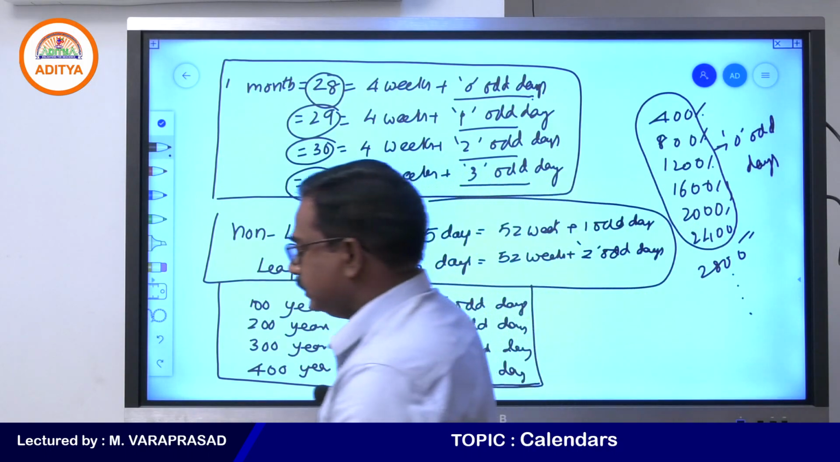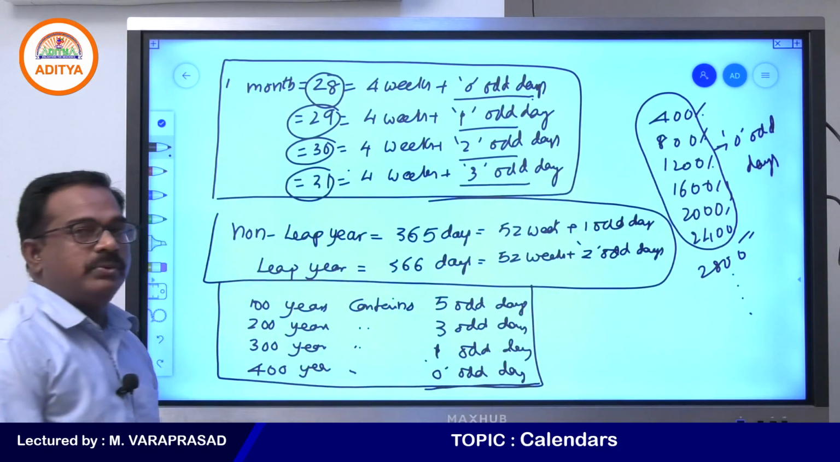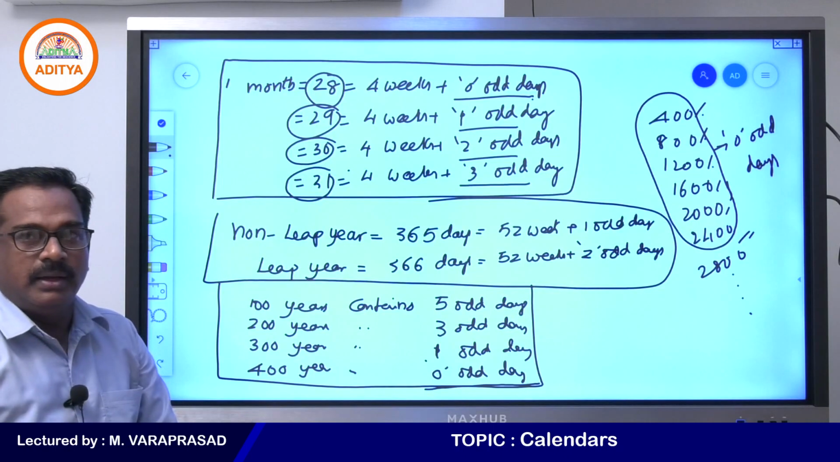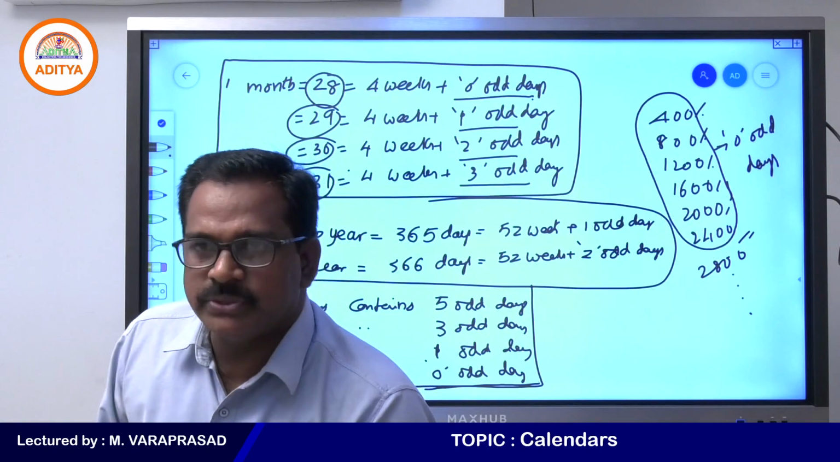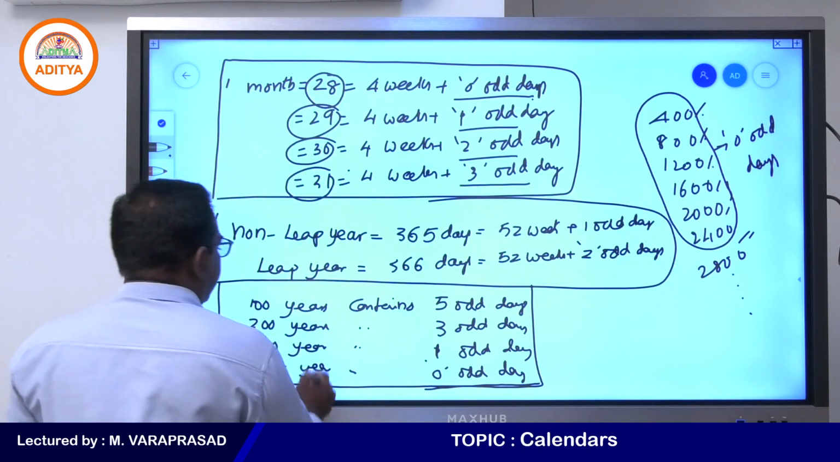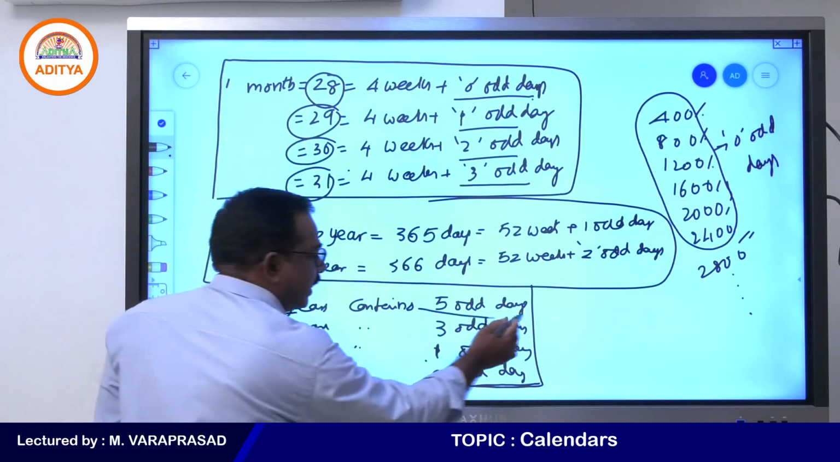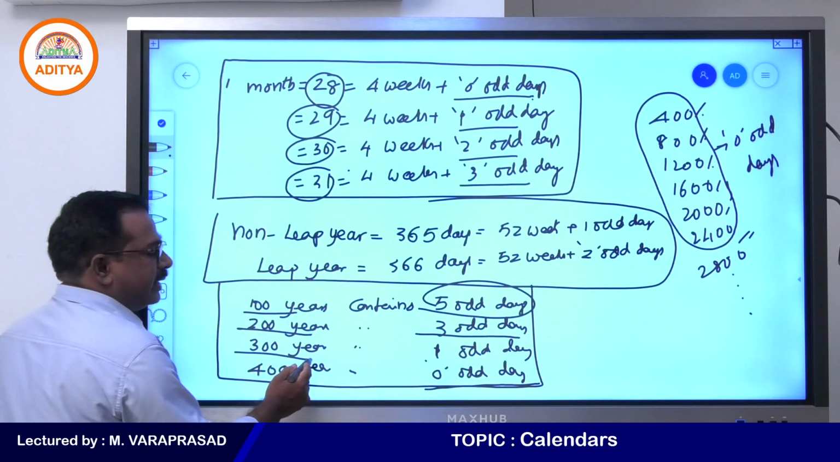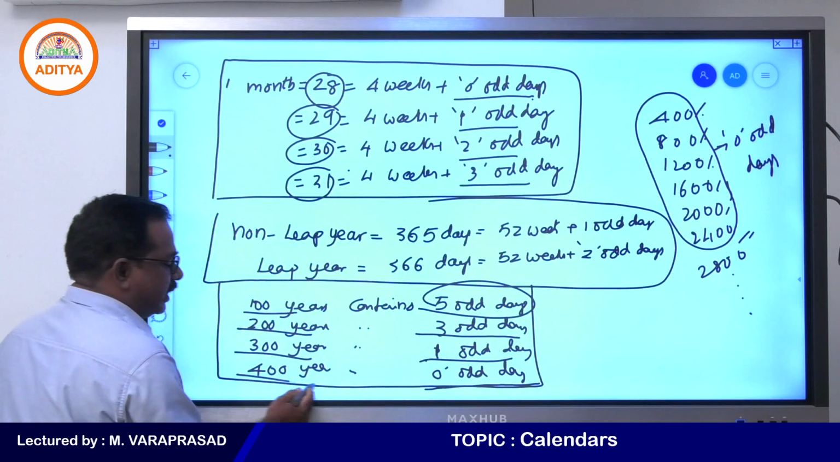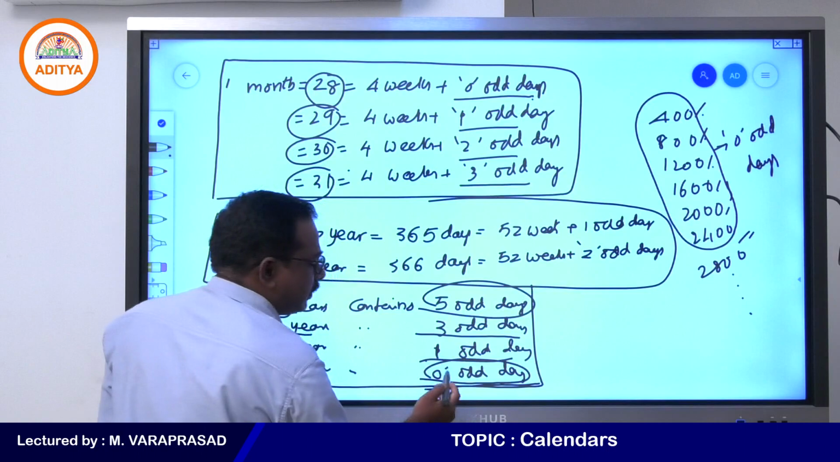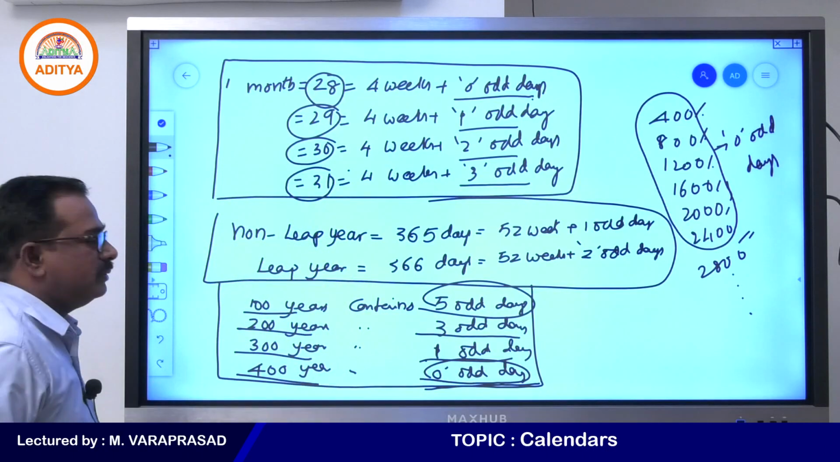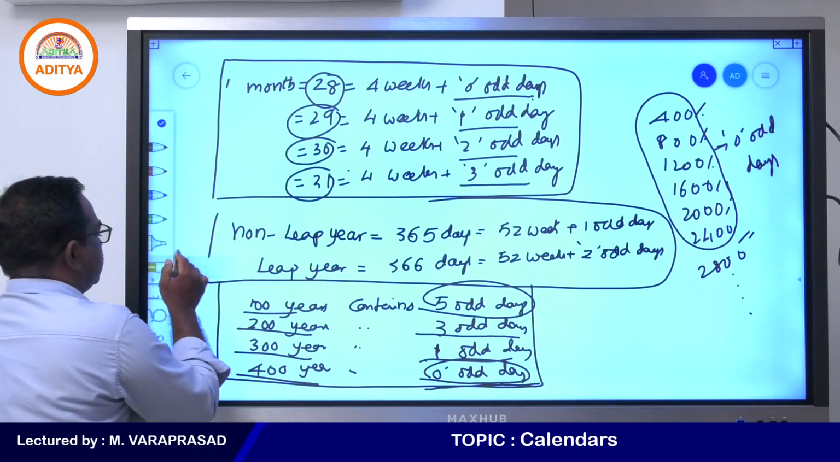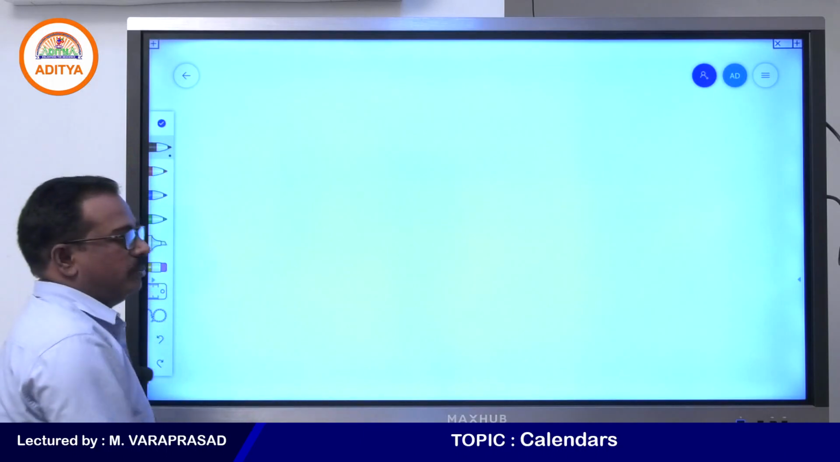Now we can do some sums about this. Any doubt? So for every 100 years you will get 5 odd days. For every 200 years you will get 3 odd days. For every 300 years you will get 1 odd day. For every 400 years you will get 0 odd days. This is the table of calendar. We can write some sums. Now see one more example.